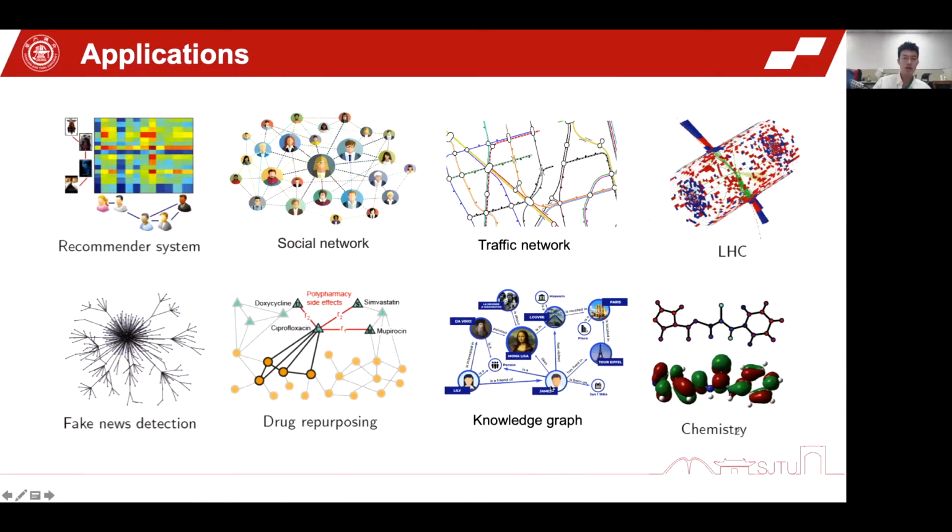Graph structured data have a lot of applications, such as we can model the relationship in social network, and we can forecast the traffic flow on the road network. The other applications include drugs, knowledge graph, chemistry and physics. So graph data provide a more expressive way to describe the relationship in nature or human society.